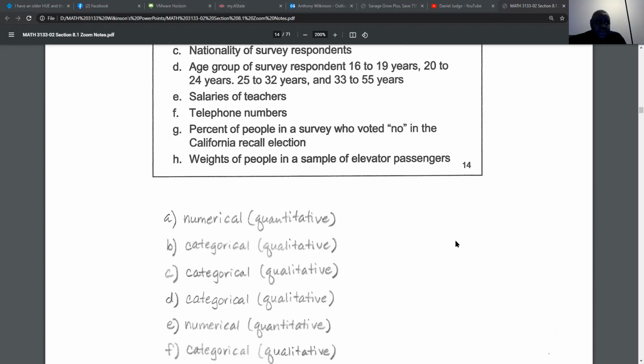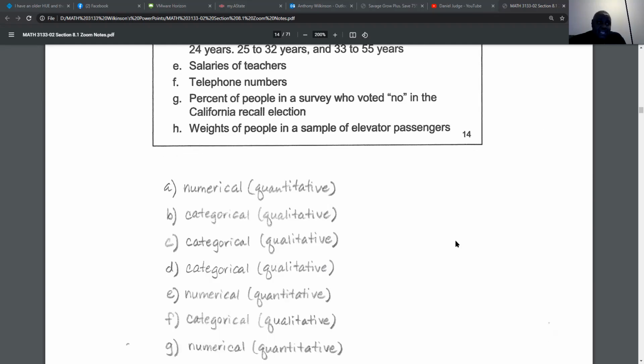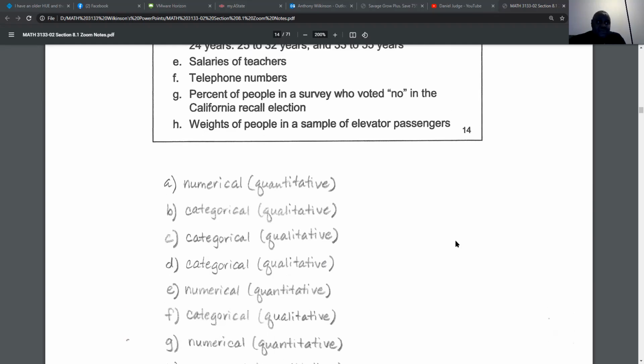Part G, percent of people in a survey who voted no in the California recall election. This is numerical because we're looking for the percentage of people. We have to count how many people voted no in that survey and then take a percentage of who voted no by how many voted in the recall election.